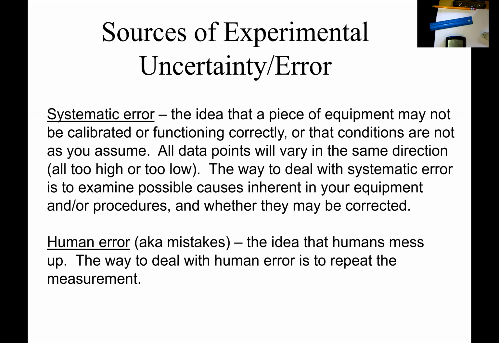There are different kinds of sources of experimental uncertainty, and typically when we're carrying out our experiment, we want to take notes about everything that's a source of our uncertainty or any kind of error. So you can have systematic error. That's the idea that maybe the calibration's off, or the battery's bad, or you didn't level the equipment. So all the data will vary in the same way.